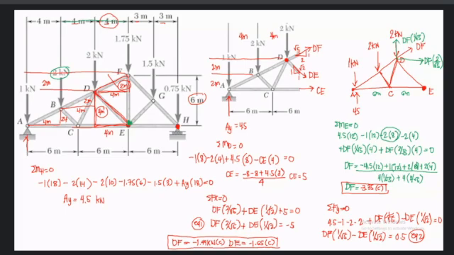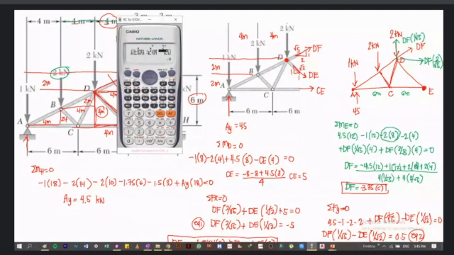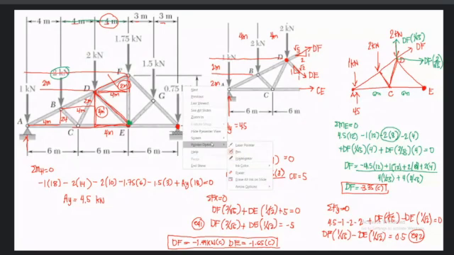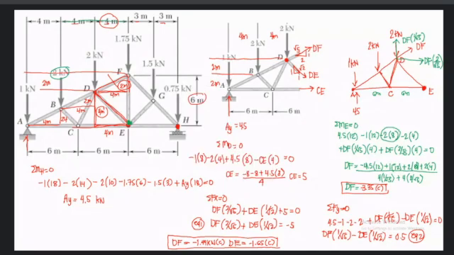So check natin sa calcu. So this will become negative 5. Mali pa din. So this is negative 0.75. 1 times 8. Tama naman, no? And then negative 2 times 4 plus 4.5 times 8. Okay, and then minus CE times 4, which is correct naman, no? So your CE is 5.